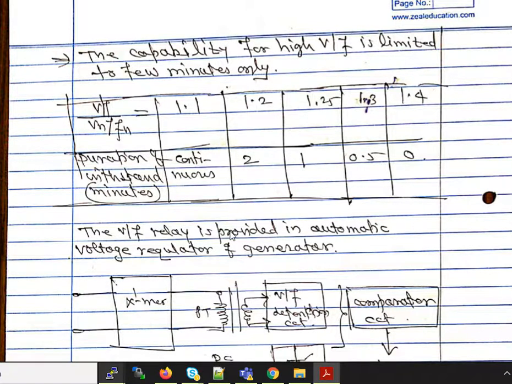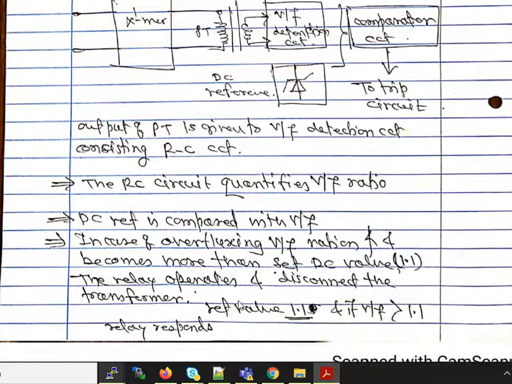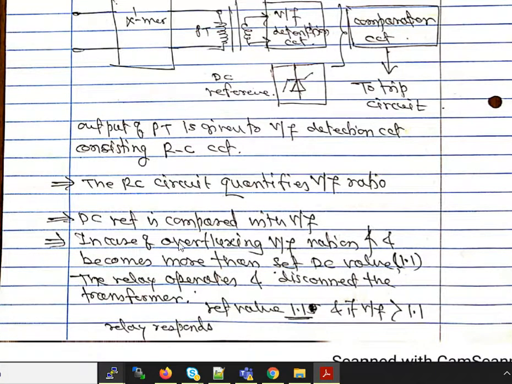Therefore, the V by F relay is provided in the automatic voltage regulator in the case of a generator, and in the case of a transformer, the PT secondary is connected to the V by F detection circuit. Then a comparator is used here, and a DC reference signal is provided. The comparator gives the signal to the trip circuit of the circuit breaker. Now, during overfluxing, the V by F ratio increases, and when it becomes more than the set value, that is 1.1, the relay operates and disconnects the transformer. In this way, it protects the transformer from overfluxing.